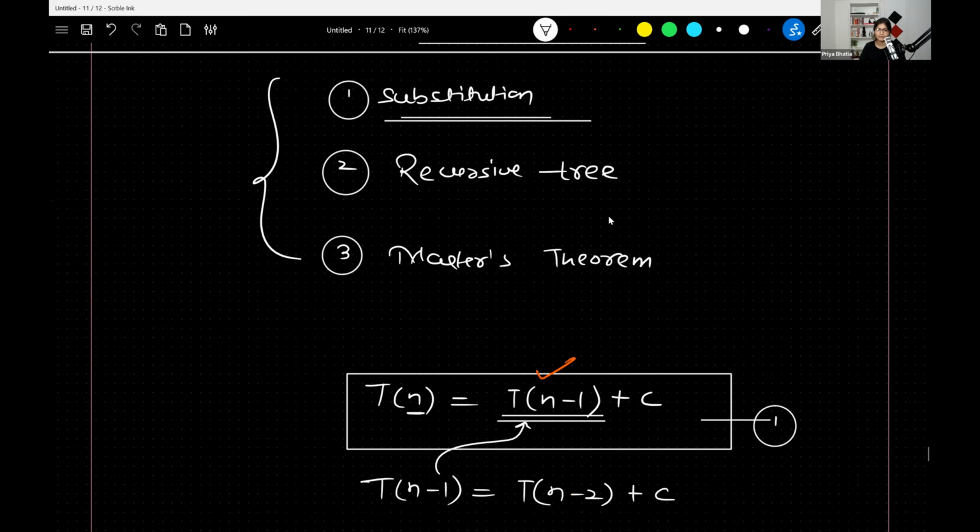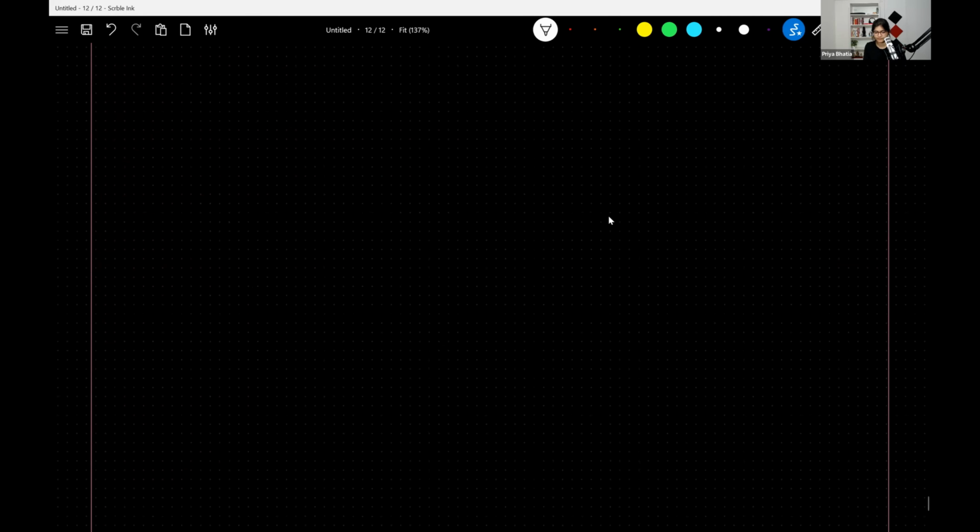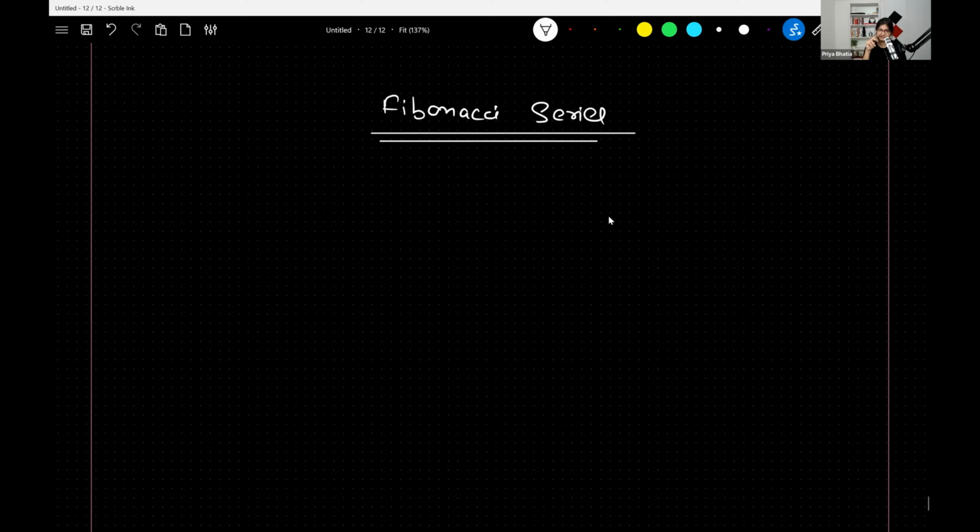The next problem is about the Fibonacci series. With the help of this example, we will understand the second way of solving a recurrence relation, which is the recursive tree method. I'll not go into very much detail on this. We will wrap up the session very soon now. I'll give you as an assignment, prior to your homework, the implementation of both the codes, factorial as well as Fibonacci.